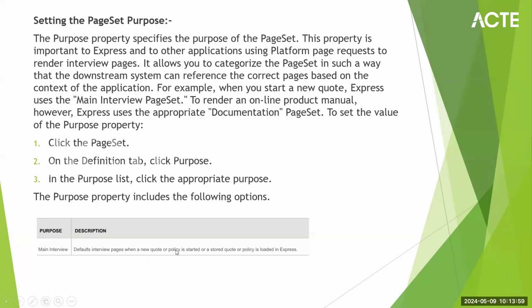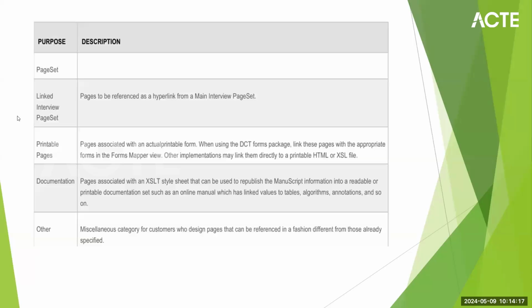By default, the interview page where a new quote or policy is started or stored will be loaded in Express. Nothing but this: if you give the main interview purpose, it will create a new policy, and it will store and load it in Express, that is, the UI. The other options are page set link, interview print page, printable pages, documentation, and other. These are some of the properties.